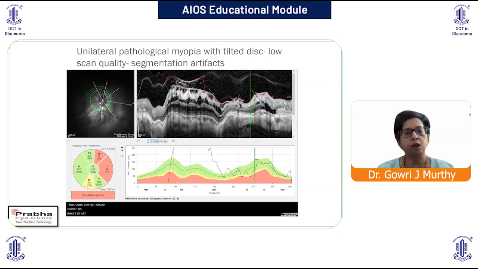Extreme examples of pathological myopia, where there is a tilted disc and low scan quality, segmentation goes haywire, and such scans are not at all useful and should be immediately discarded.